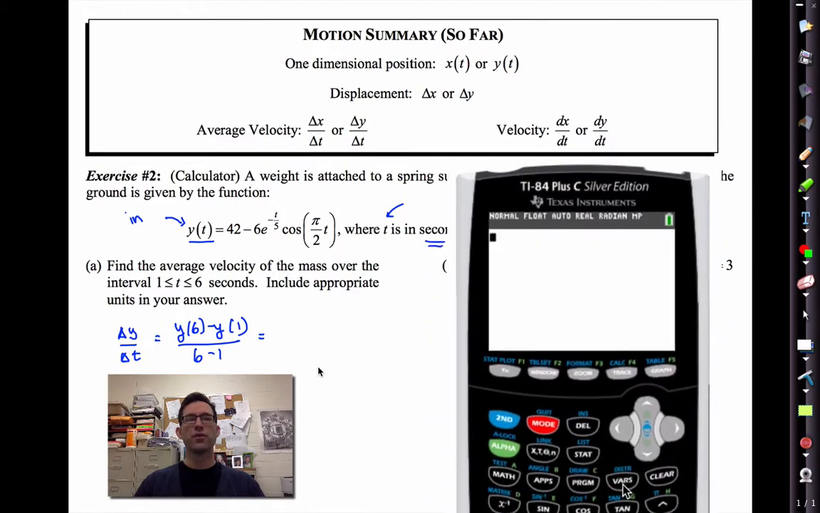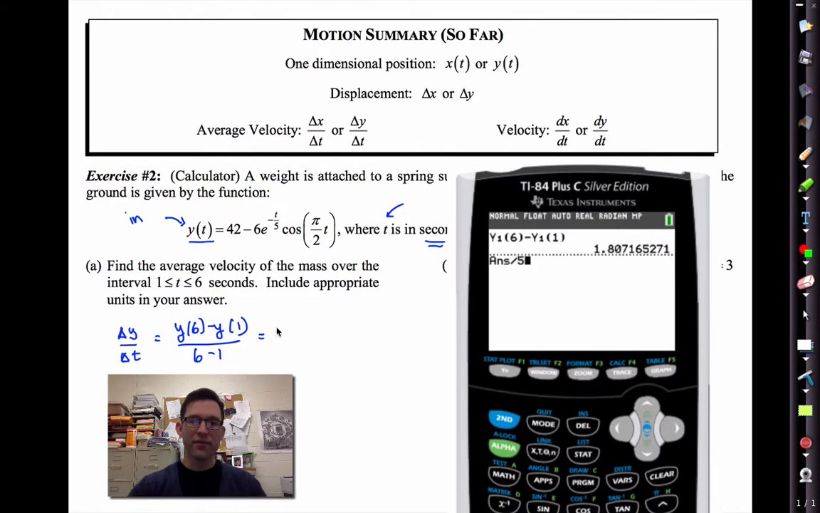So I'm going to go into vars, go over to yvars, immediately grab onto function, and grab onto y1. Okay, I'm back out on the main screen, so I'll put in y1 of 6 minus, go back in, y1 of 1, okay, and now enter. Now, what's cool is I can now just simply put in divided by 5, enter.